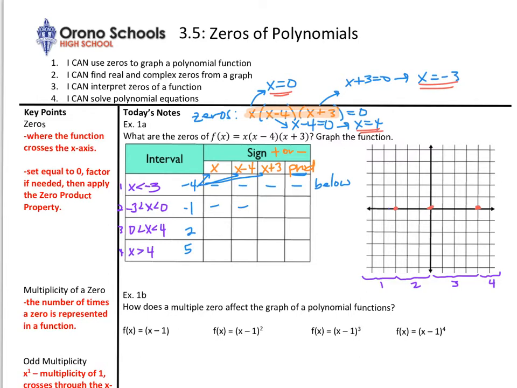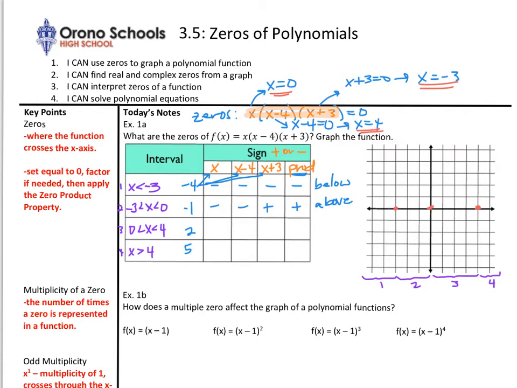But now watch this. If we plug in -1 for x plus 3, that would be +2, so that would be a plus for that sign. If you multiply a negative times a positive, your answer would be positive. And that means the graph is going to go above the x-axis. So it'll cross through -3 and go up above. All right, let's try another one.